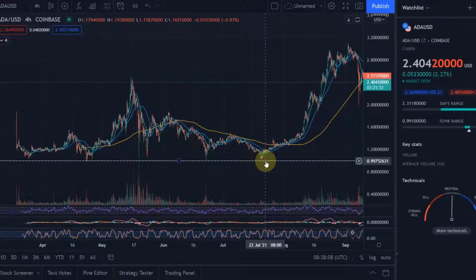But watch out for these demand and supply areas, these key turnaround areas. These are very significant support and resistance levels, and these can be used for future trades, whenever we move into these areas again.